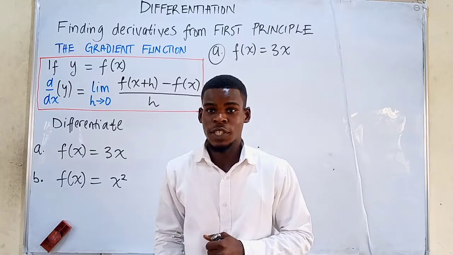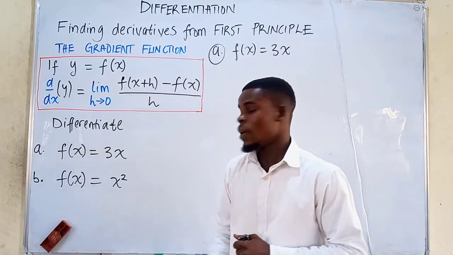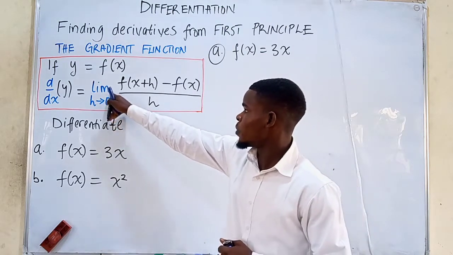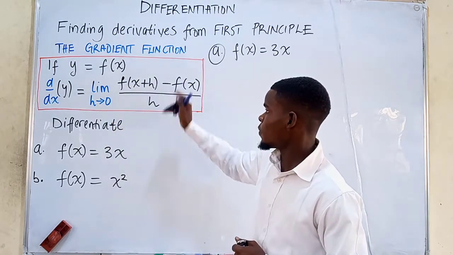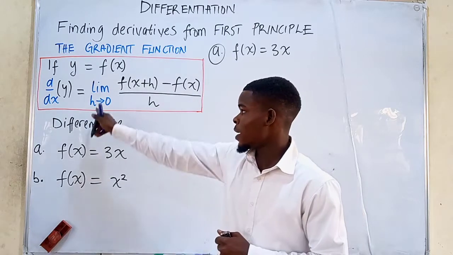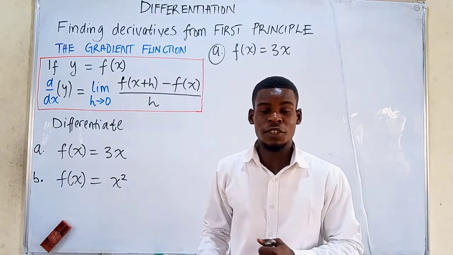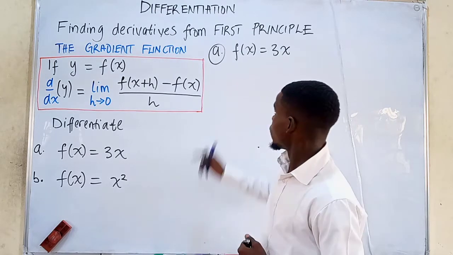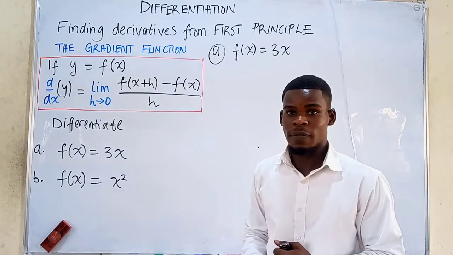Now we want to differentiate this first function, f of x equals 3x, using first principles. So we will be considering the limit of f of x plus h minus f of x, all over h, as h tends to 0, where this h is just a horizontal distance. Good. Okay, so let's see. This is the function we're given.